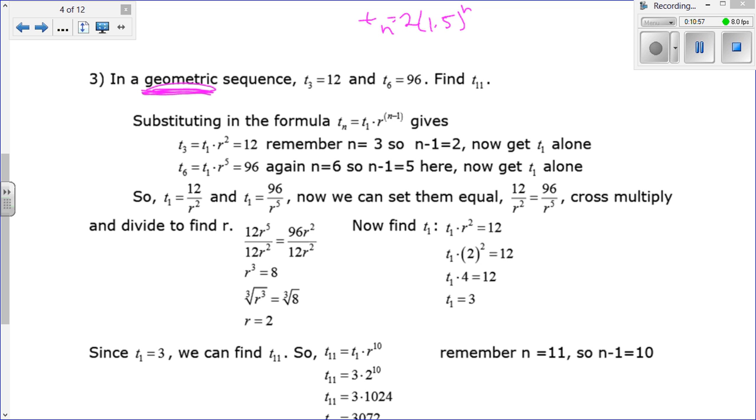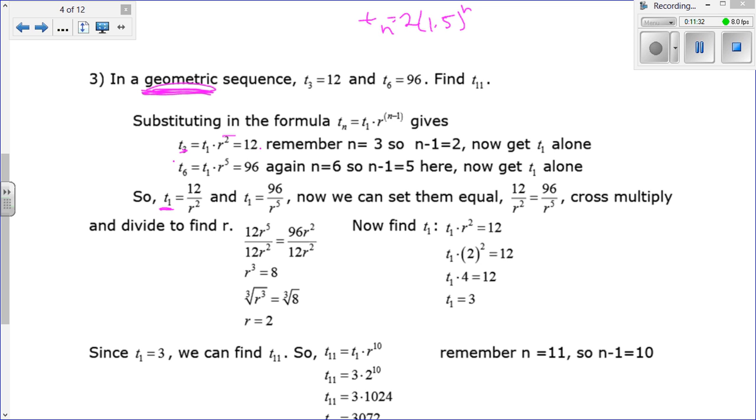So my third term is going to be t sub 3, my first term times r squared, and that is equal to 12. So n is 3. That's where this t sub 3 comes in. n minus 1 is 2. That's where that 2 comes from. Now my goal would be to get t sub 1 alone. In order to get t sub 1 alone, I would just divide by r squared, and I'd have t sub 1 equals 12 over r squared.